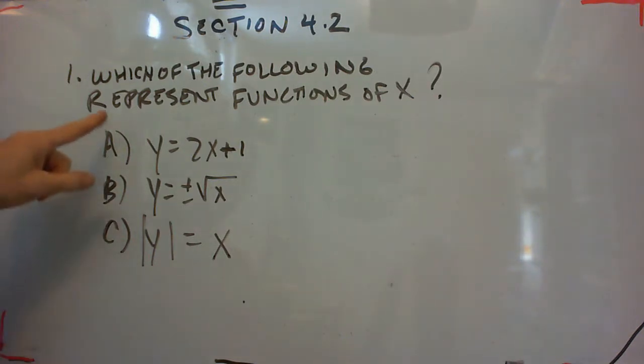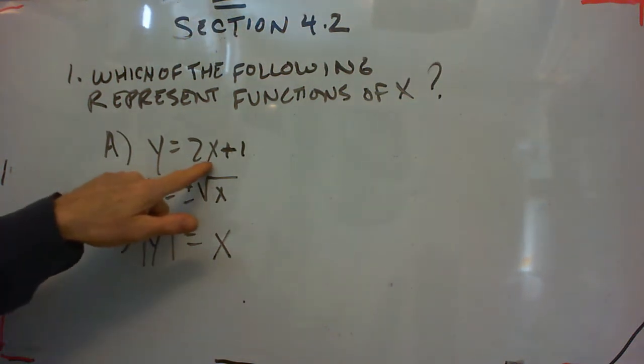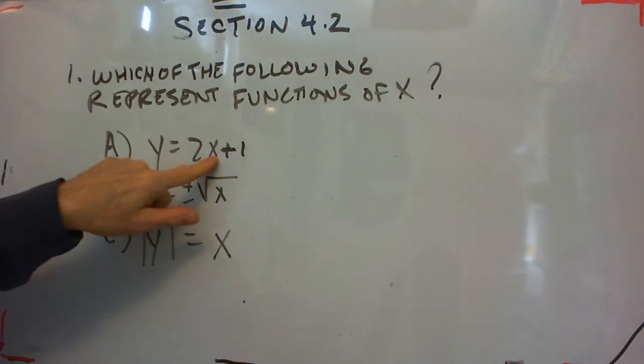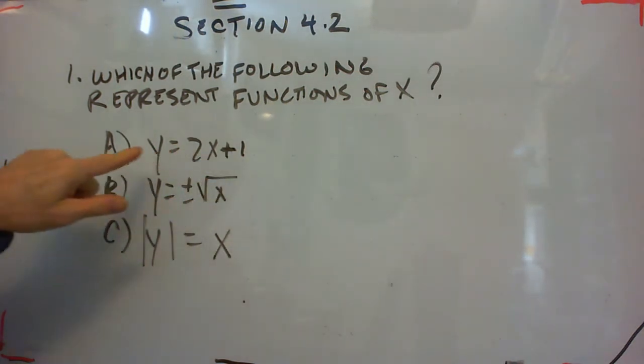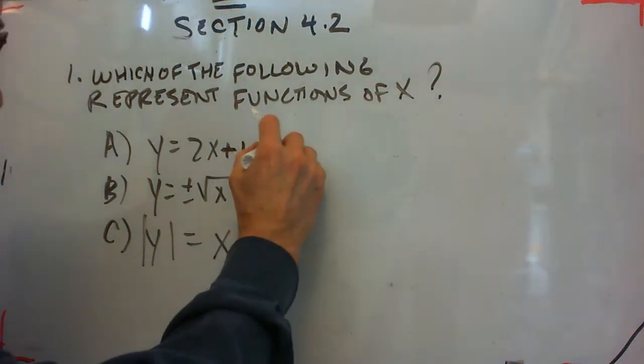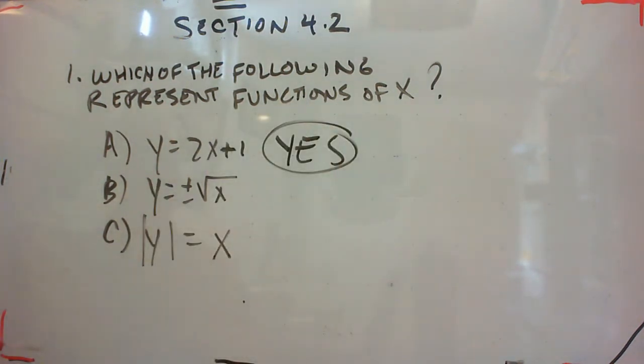So we look at these 3 different formulas here, and when we plug in an x value in part A, do we get just one answer for y? Like if x is 4, we get 2 times 4 plus 1 is 9. We don't get another answer, just one answer. So part A, y equals 2x plus 1, this is yes. It is a function of x.